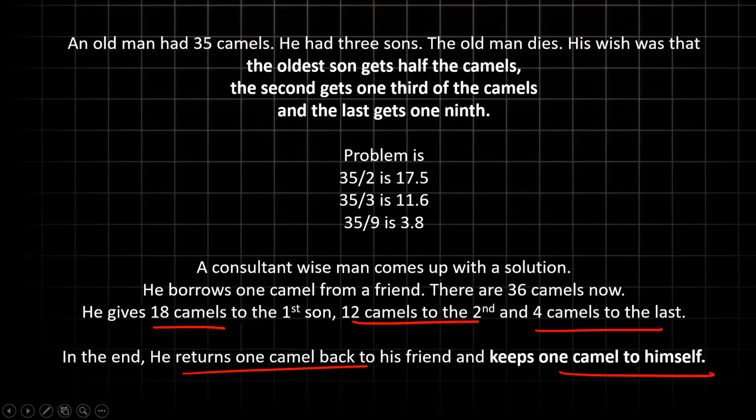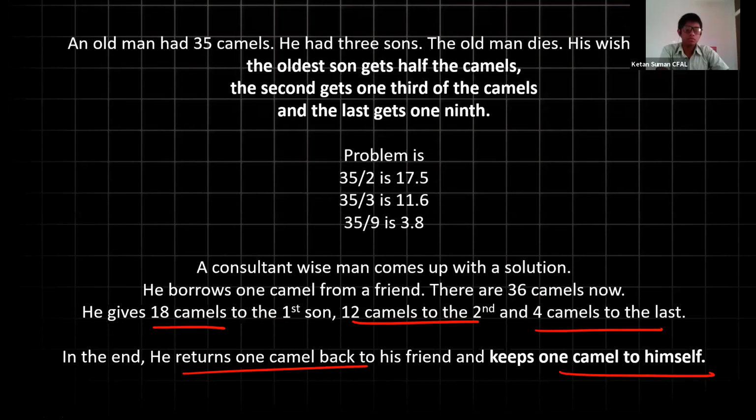How the hell did this happen? How on earth did he get 1 camel for solving the math problem out of the blue? He had borrowed 1 camel. At the end of the year, he has 1 more extra camel as a bonus, which he takes home. How? It's a famous puzzle, you might know.